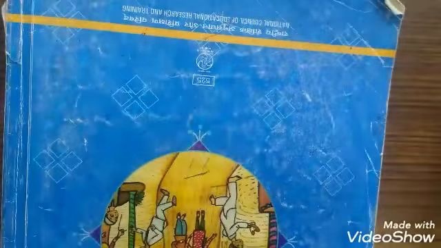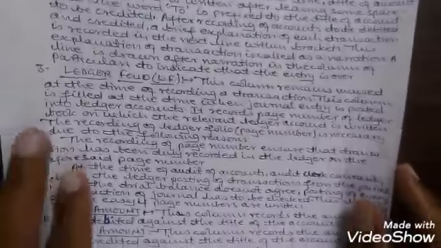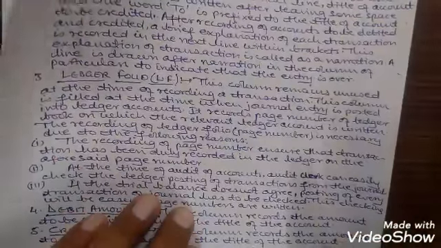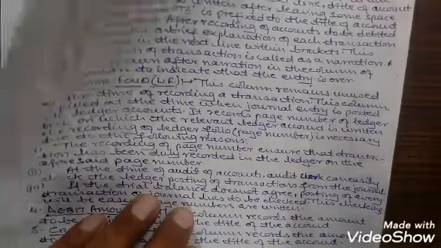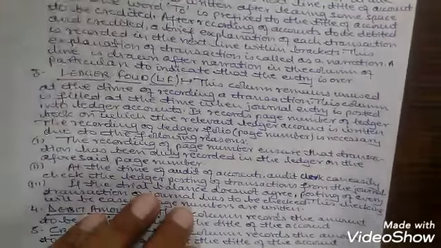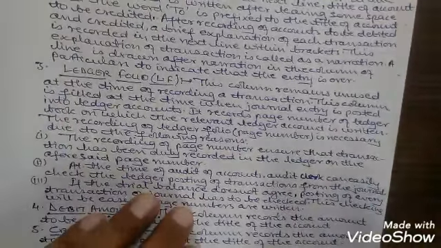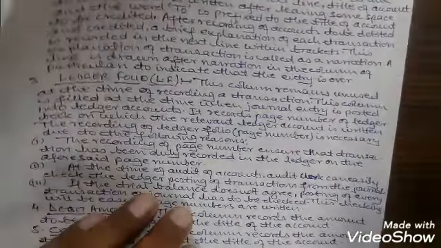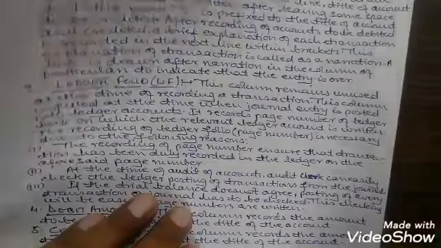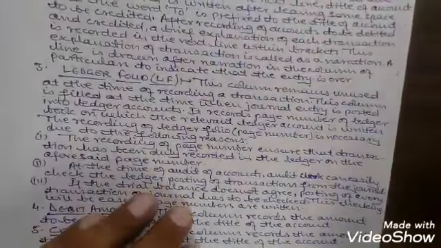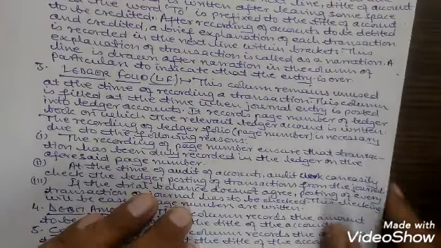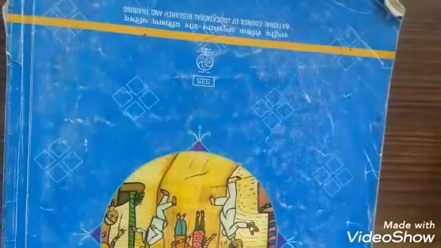This is an important thing. See, in the journal we are not doing balancing. Balancing is done in the ledger. So in the journal we will only write total carried down and total brought down. We will not write total balance carried down or total balance brought down. The word balance will not be used in the journal.